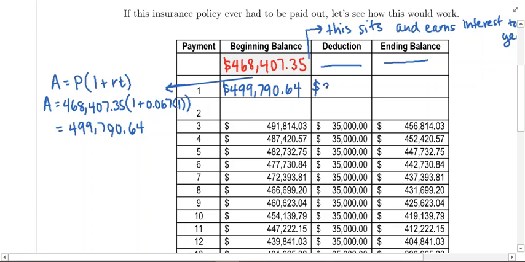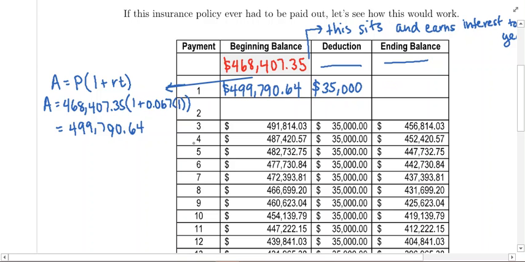Then we make the first payment to the wife and child. That is going to be a deduction. We're paying out $35,000 from this $499,790.64. After the first payment is made, how much is left in the account? All you have to do is take this amount, $499,790.64, subtract out the $35,000, and that's how much is still sitting in this life insurance account after the first payment.